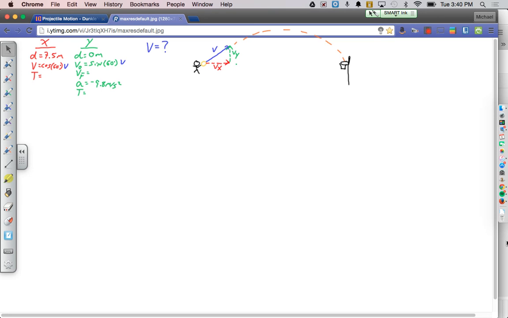Please be aware that just because this one's going to take up a little bit of space, I'm not writing out that V in the X is cosine of 60 degrees times V because it's the adjacent side, and V in the Y is the opposite side, so that's sine of 60 times V.